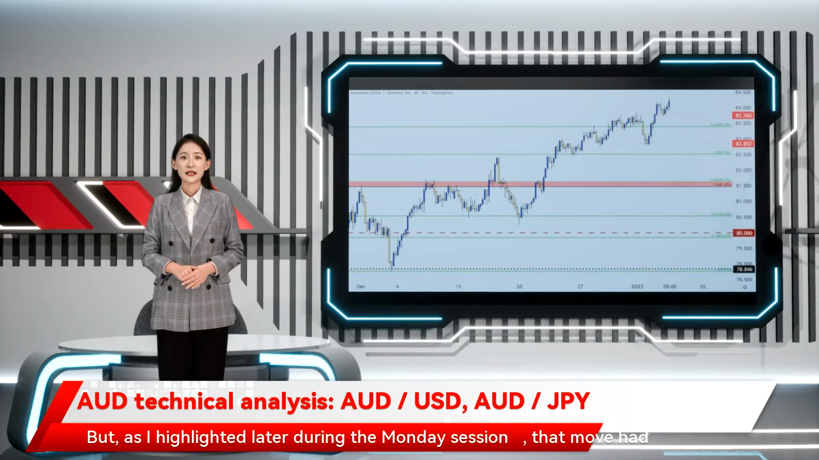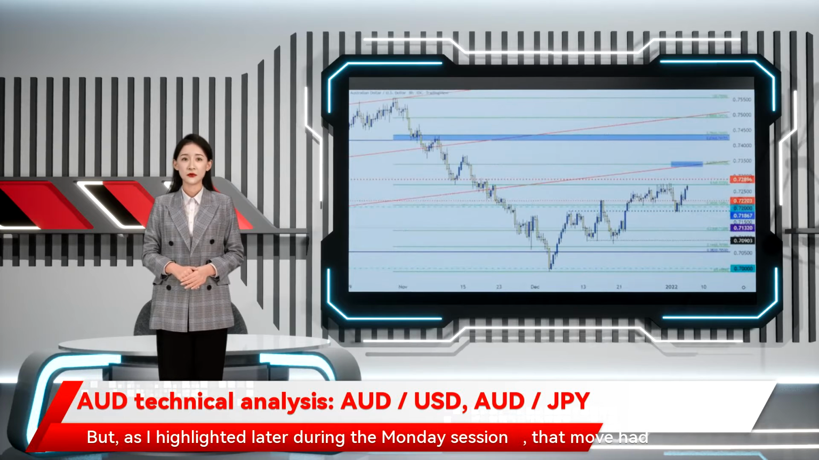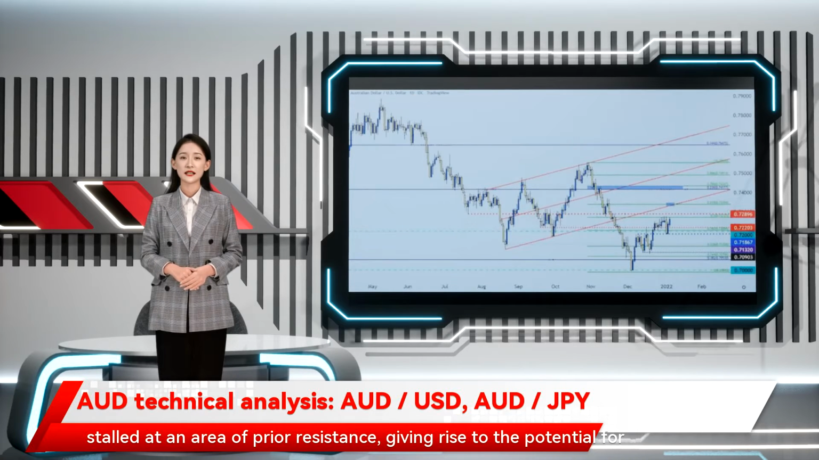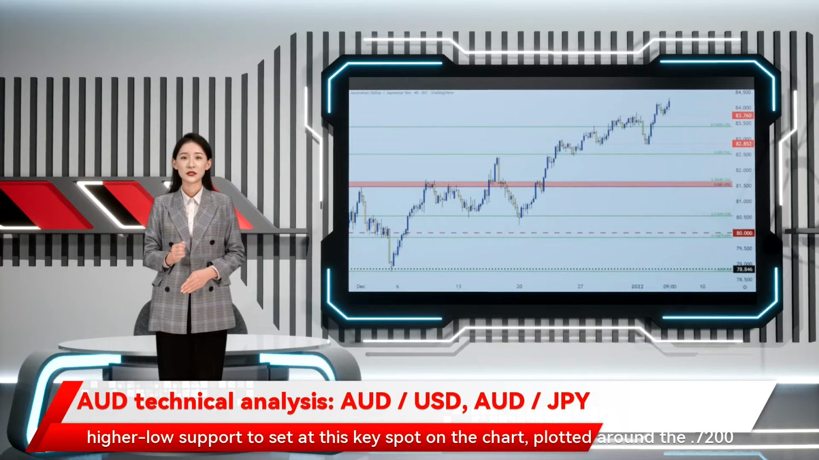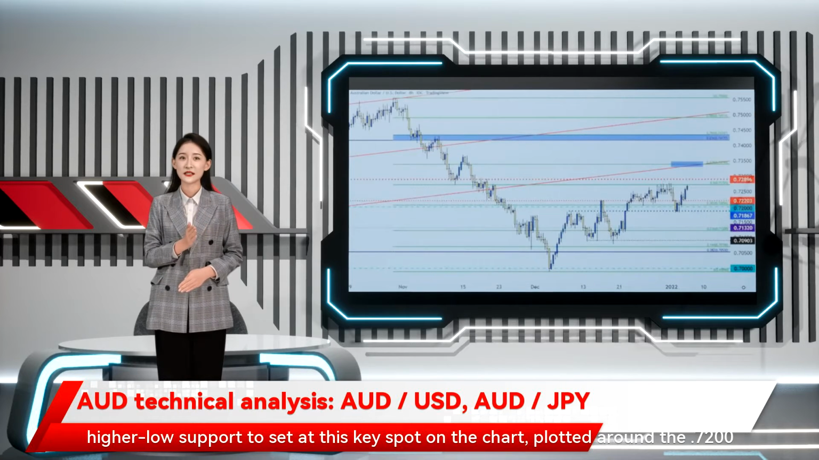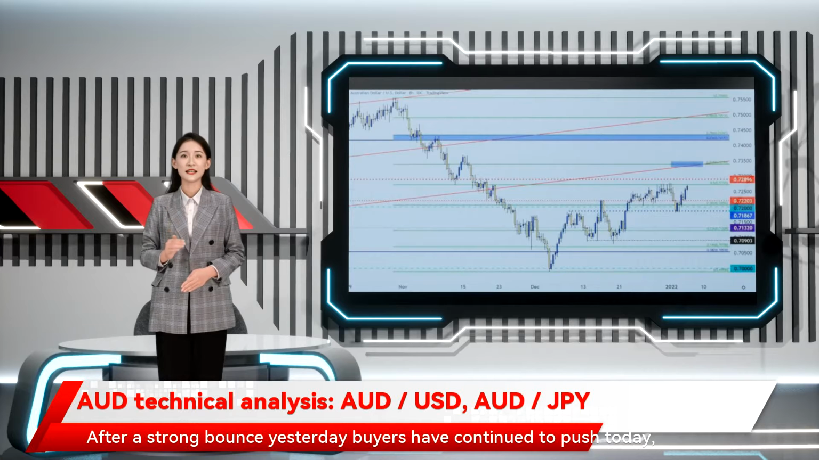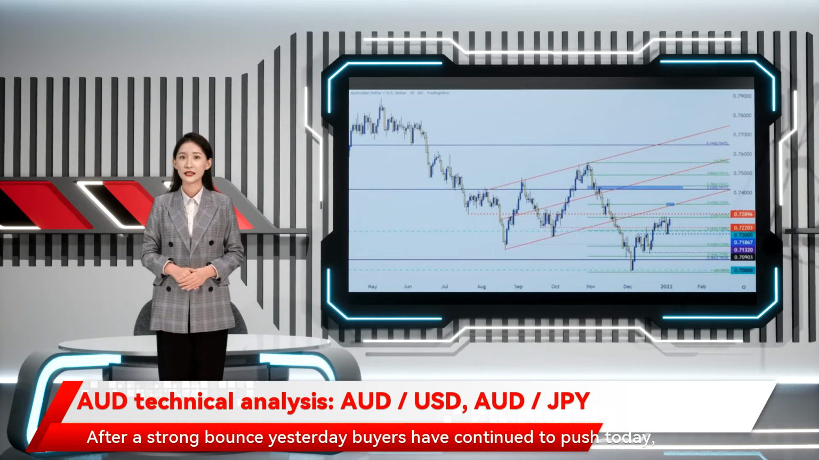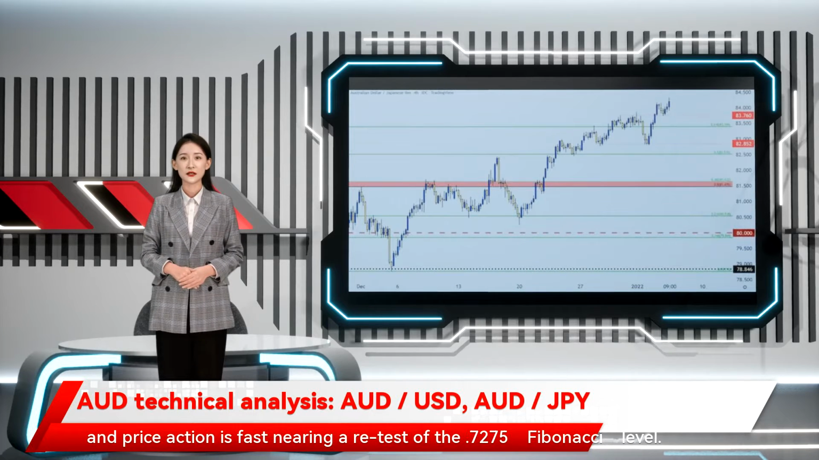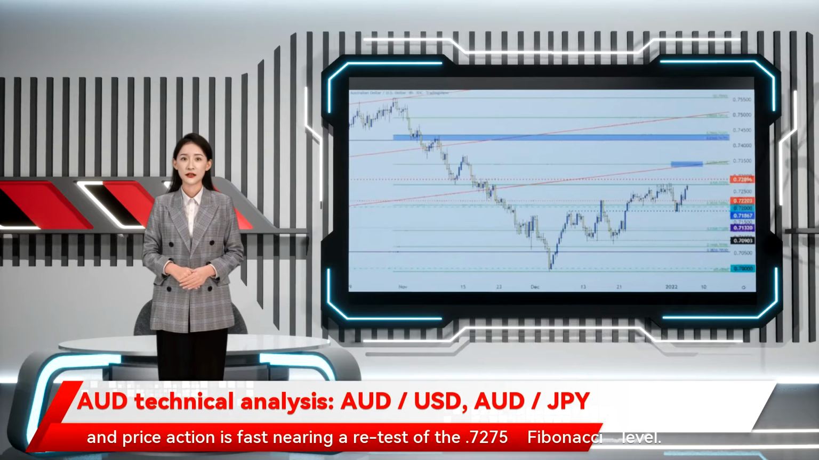But, as I highlighted later during the Monday session, that move had stalled at an area of prior resistance, giving rise to the potential for higher low support to set at this key spot on the chart, plotted around the 0.7200 handle. After a strong bounce yesterday, buyers have continued to push today, and price action is fast nearing a retest of the 0.7275 Fibonacci level.